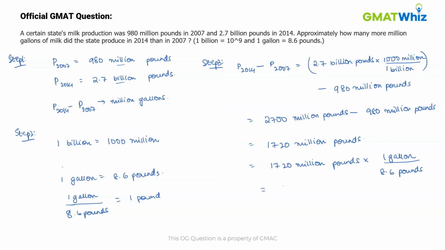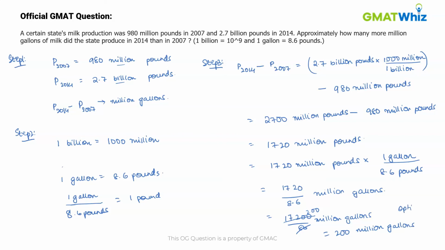So this gives us 1720 divided by 8.6 million gallons. This gives us 17200 by 86 million gallons. Now 86 cancels 172 twice, so we get 200 in the numerator, and thus our answer is 200 million gallons, which is our option E.